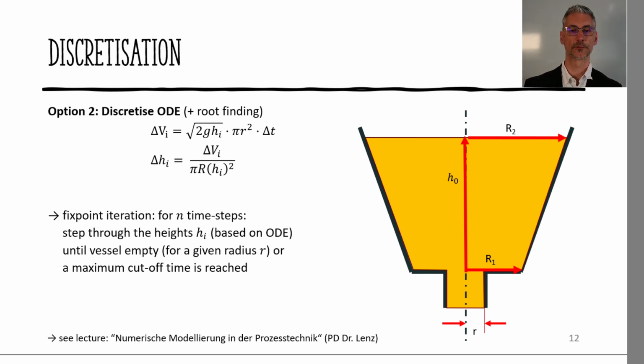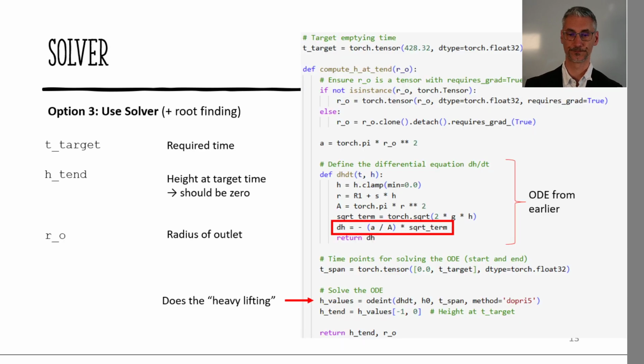And then we sort of try our way through this differential equation for different values of r, and depending on how fine we make the time steps and how fine we choose the steps in the radius, we will come very close to the analytical solution. The third option that we have, and this is what we want to discuss here in a bit more detail, is to use a solver.